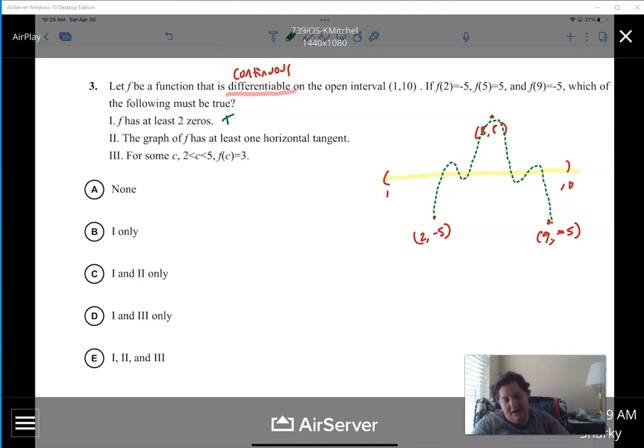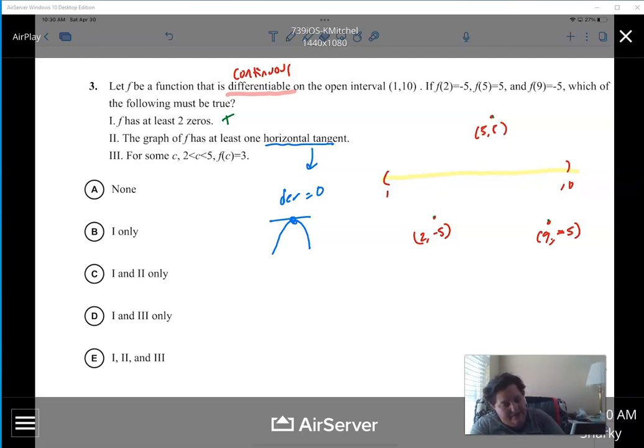Okay. The graph has at least one horizontal tangent. All right, let's think about this. A horizontal tangent is a point where the derivative equals 0. All right, let's think about what horizontal tangent means. A horizontal tangent is a point where the derivative equals 0. And not only does the derivative equal 0, but it changes, specifically from positive to negative or negative to positive. It's like a max or a min. Does it have to have one? Yes, as long as it's continuous and differentiable.